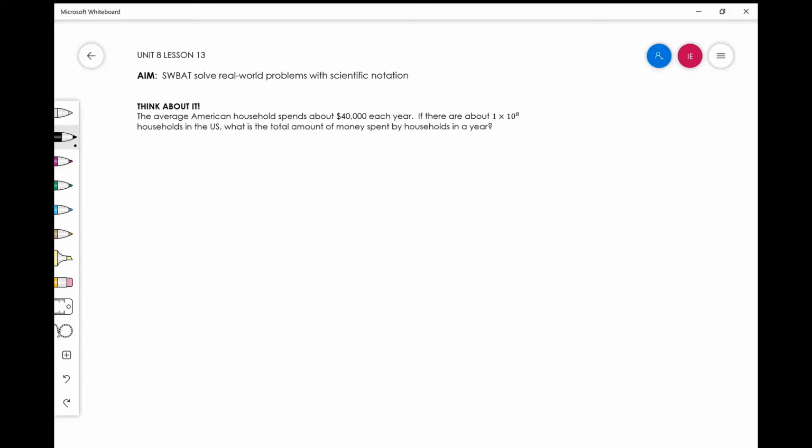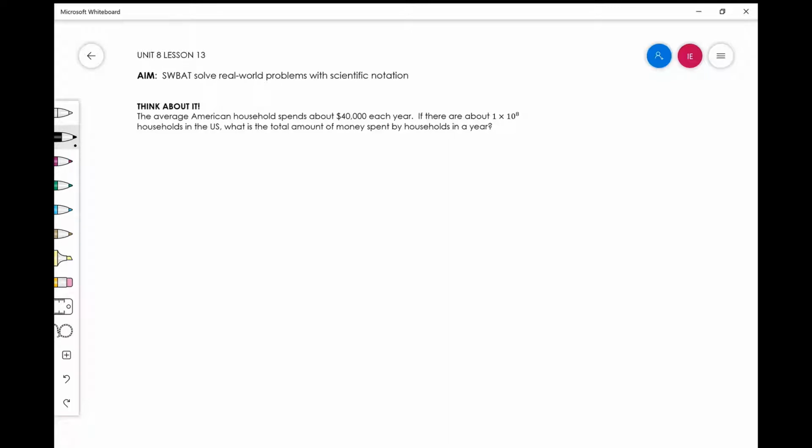So today we're looking at Unit 8, Lesson 13, with our aim being able to solve real-world problems with scientific notation. It says, the average American household spends about $40,000 each year. If there are about 1 times 10 to the 8th households in the U.S., what is the total amount of money spent by households in a year?